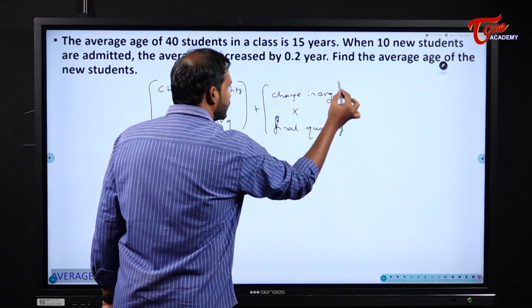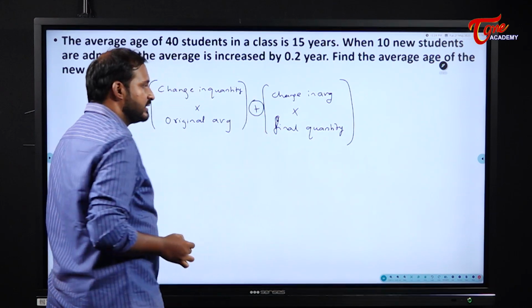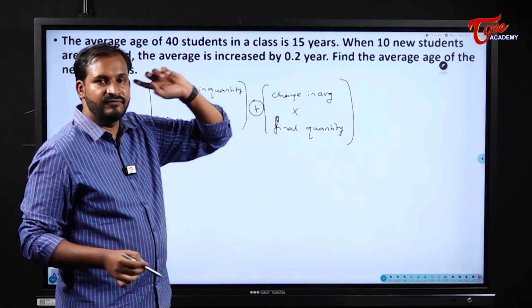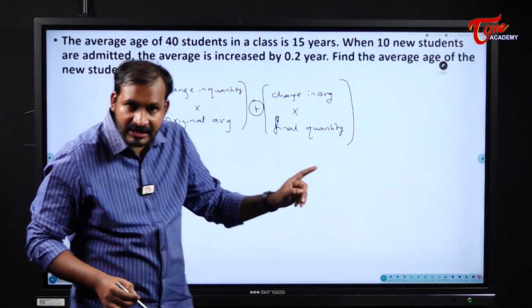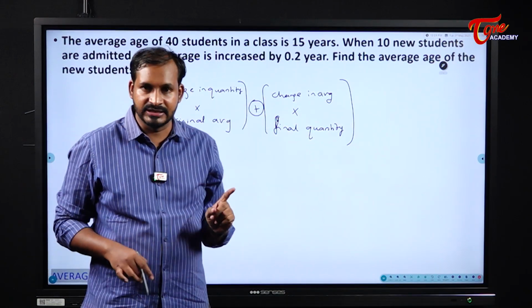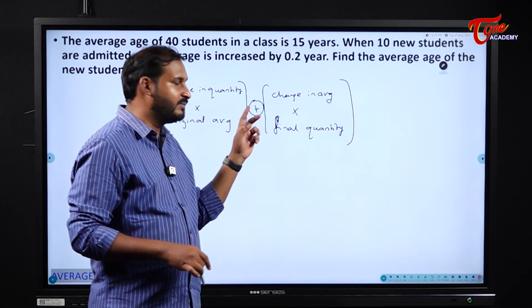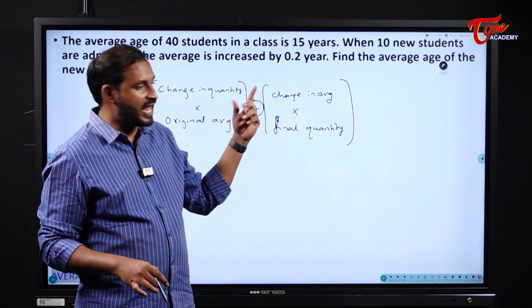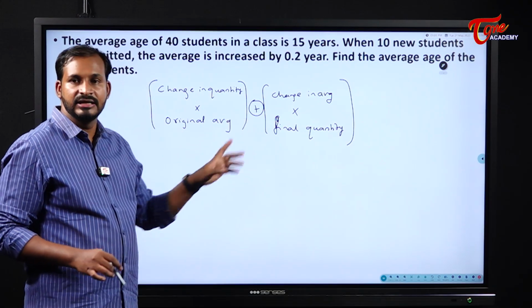And remember one thing, students, this plus and minus depends on whether it is increased. If they are added, you will have plus. If they are deleted, you will have minus here. Remember this one. Okay, this plus will be changed. If they are added, this will happen. If they are deleted, this will happen.